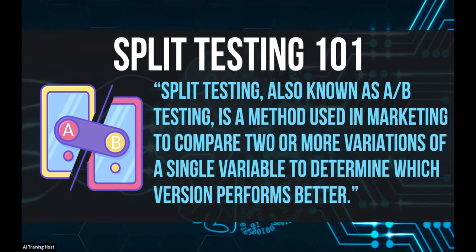Split testing is something else that is also known as A/B testing. It is a method that's used by marketers or in the world of marketing to compare two or more variations of a single variable to determine which versions perform better. So essentially what we're doing is we're taking an audience and we're going to send them to two different places, in this case, a split test or a page.